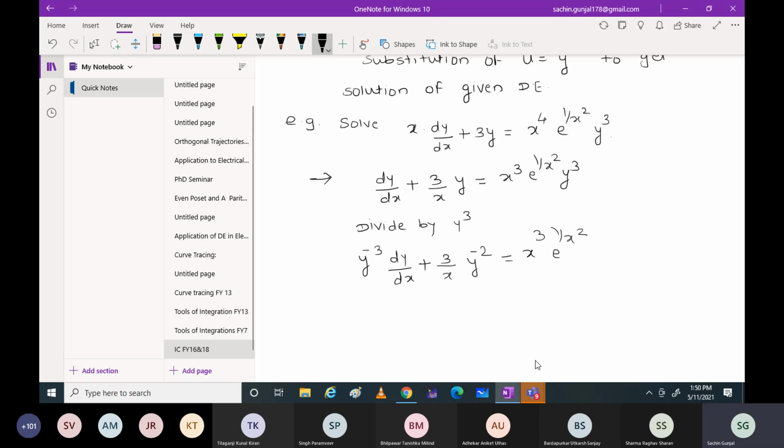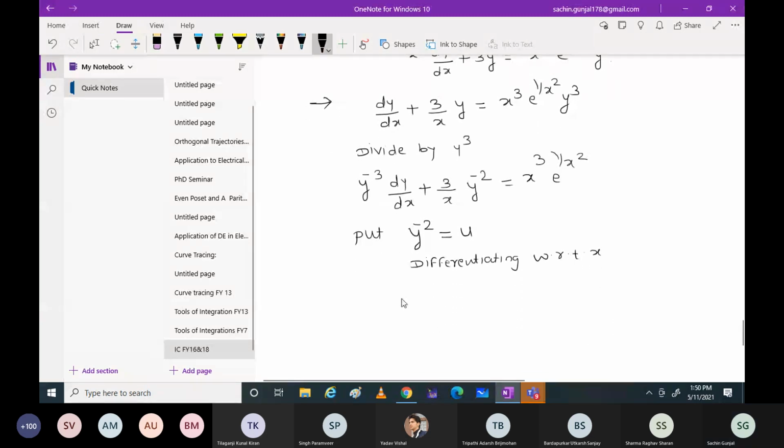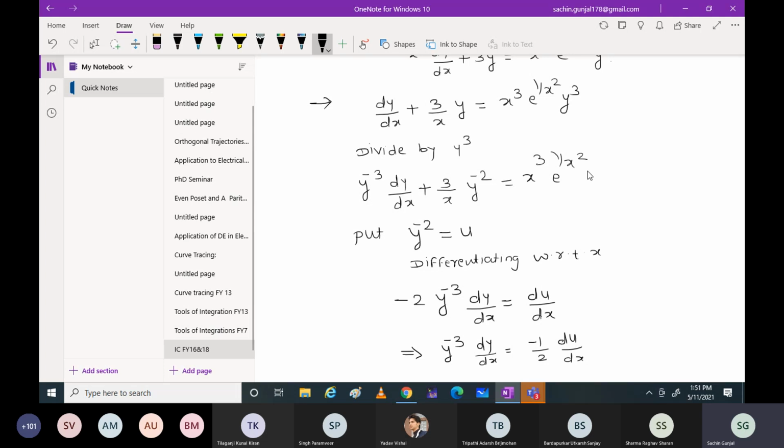Yes, sir. Okay. So what should be the next step? Put y to power minus 2 equal to u. Correct. So differentiating this expression with respect to x. Okay. So what will I get? Minus 2 y raised to minus 3 dy by dx equals du by dx. Correct. So this gives y raised to minus 3 dy by dx as minus 1 by 2 du by dx. Okay, so let me call this differential equation as 1.